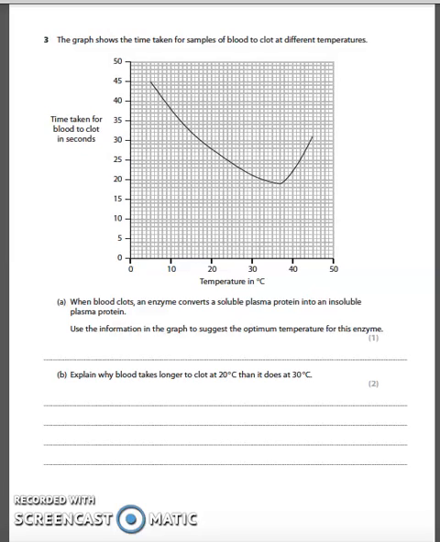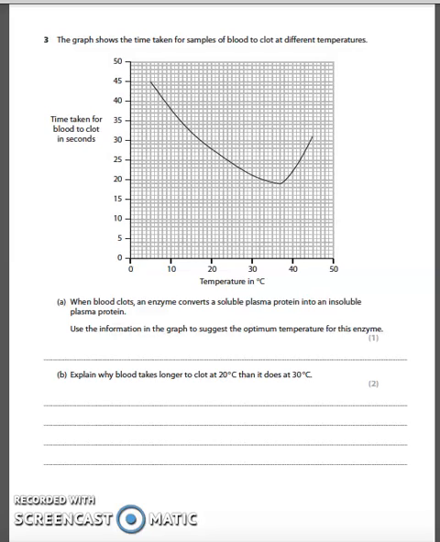Hello everyone, today I'm going to discuss with you Edexcel International GCSE 9-1 Biology Paper Topic 2. This is one of the questions in past years. This question is about biological molecules. It is about enzymes. Let us see.